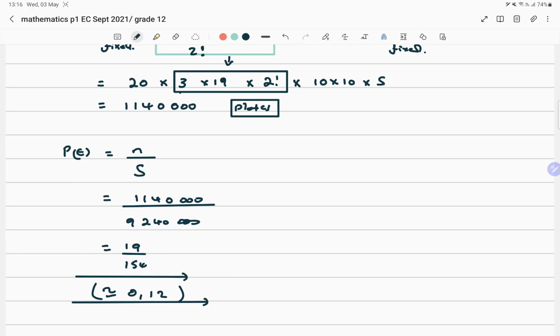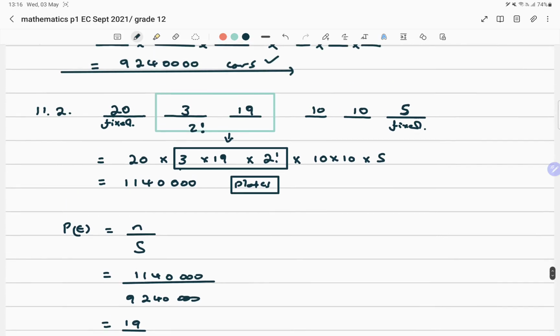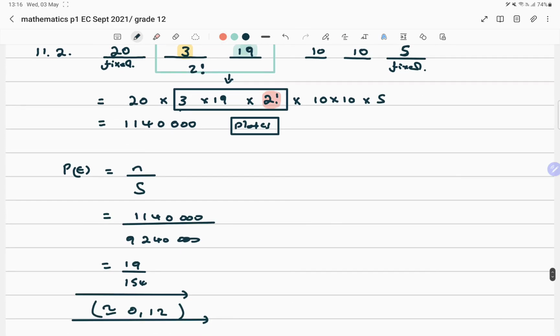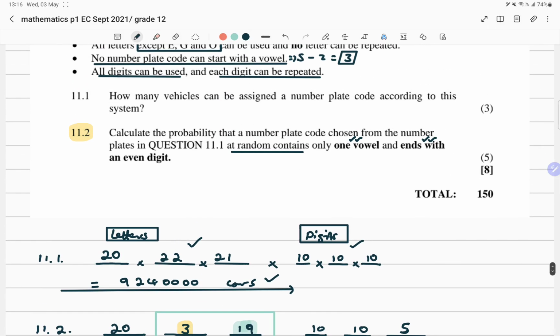Okay. So that is the story right there, because these two positions were not fixed per se. That's why we can do them in 2 factorial ways. So this explains this 2 factorial. Don't get lost, okay? Don't get lost. It's a very nice question. It's one of those nasty questions.